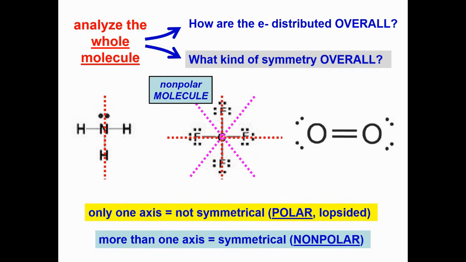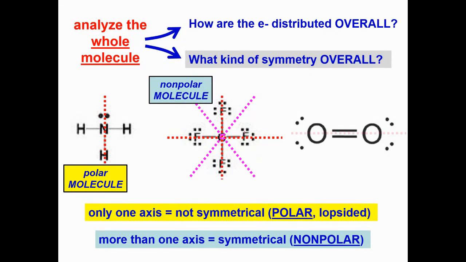NH3, if we draw that on paper, there's only one way to fold it, where it will be the same on either side. If we fold it vertically, it'll be the same on either side. If we fold it horizontally or diagonally, we will not get the same thing on either side of our fold. This has only one axis of symmetry. That means it is lopsided. It is a polar molecule. If it only has one axis of symmetry, it's going to be a polar molecule.